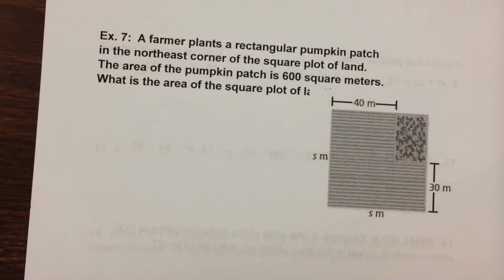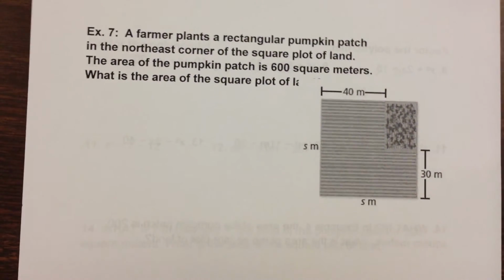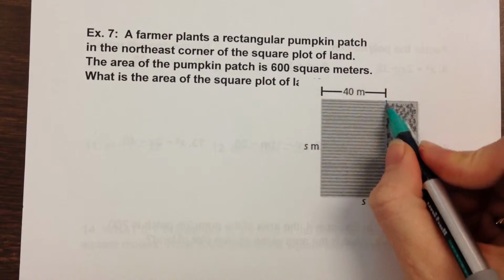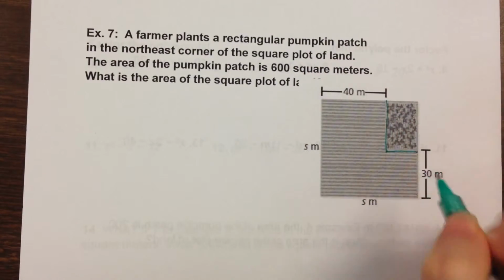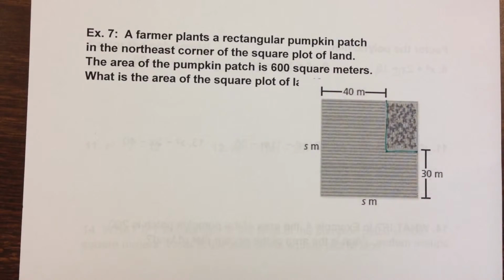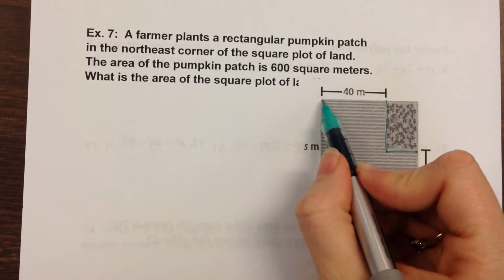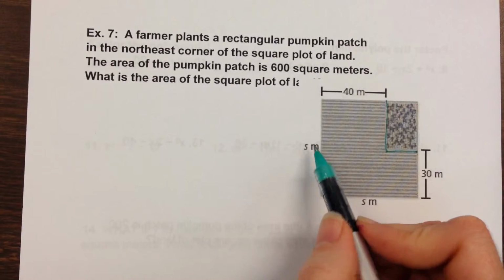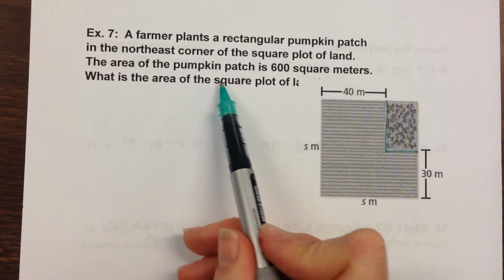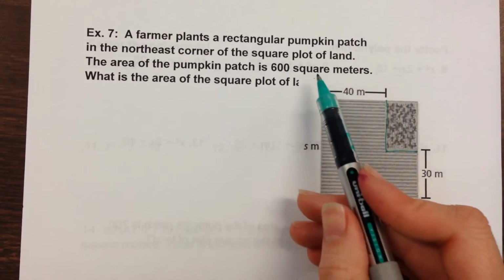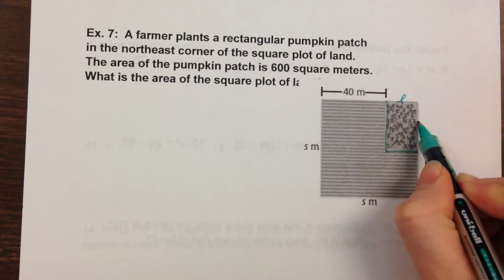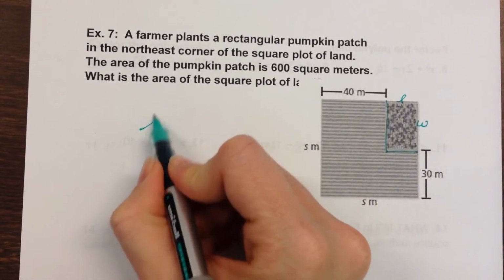So, example 7. A farmer plants a rectangular pumpkin patch. So this would be my rectangular pumpkin patch. In the northeast corner of this square plot of land. This is a square. I don't seem to know how large it is. It says the area of the pumpkin patch is 600 square meters. So this length times this width is 600.